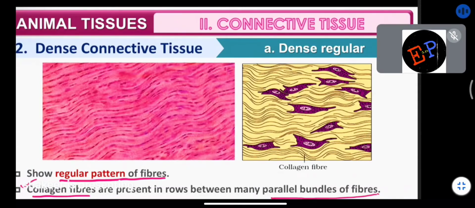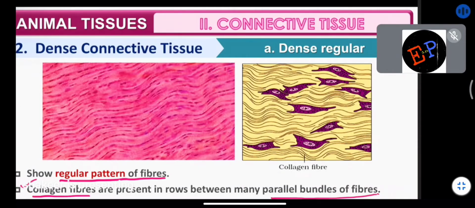It means you will find a layer of cells, and below and above that layer you will find collagen fibers, and again a layer of fibers, again a layer of collagen fibers. So like this, an alternate arrangement of fibers is present in dense regular tissue. Clear? Examples of dense regular tissues are tendons as well as ligaments. Are you able to understand? Tendons as well as ligaments.